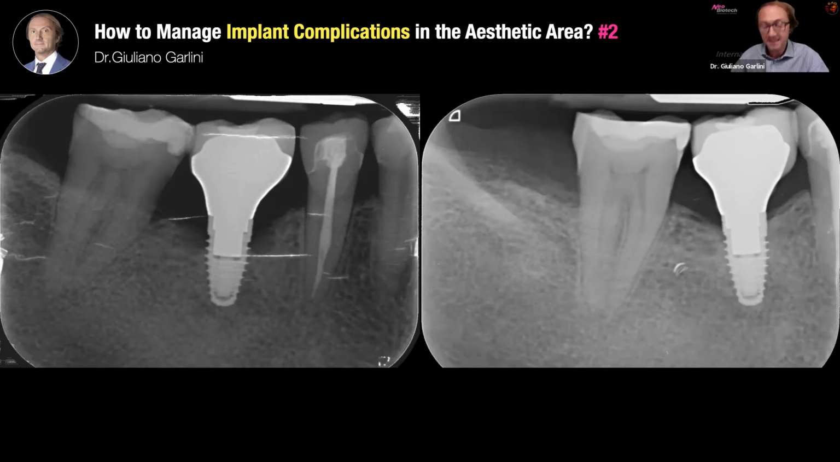So it's easy to treat these cases only with a non-surgical approach, and it will be very interesting to use this kind of approach. I will show you later the use of this approach in the anterior area, because you don't have to raise any flap, you don't have to perform a surgical therapy.